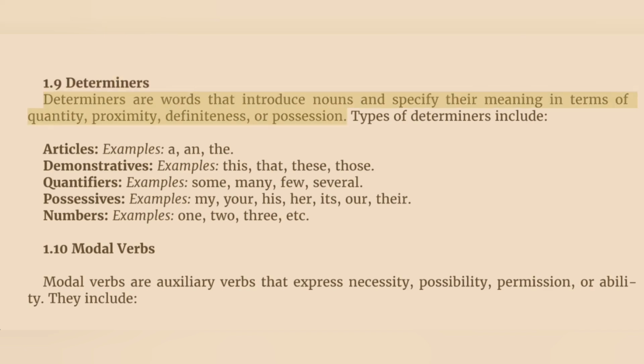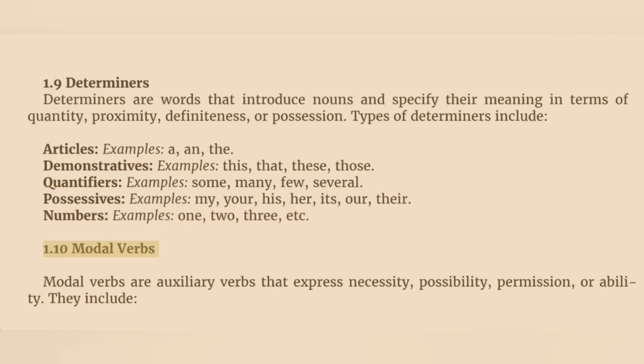1.9 Determiners. Determiners are words that introduce nouns and specify their meaning in terms of quantity, proximity, definiteness, or possession. Types of determiners include articles. Examples: a, an, the. Demonstratives. Examples: this, that, these, those. Quantifiers. Examples: some, many, few, several. Possessives. Examples: my, your, his, her, its, our, their. Numbers. Examples: 1, 2, 3, etc.